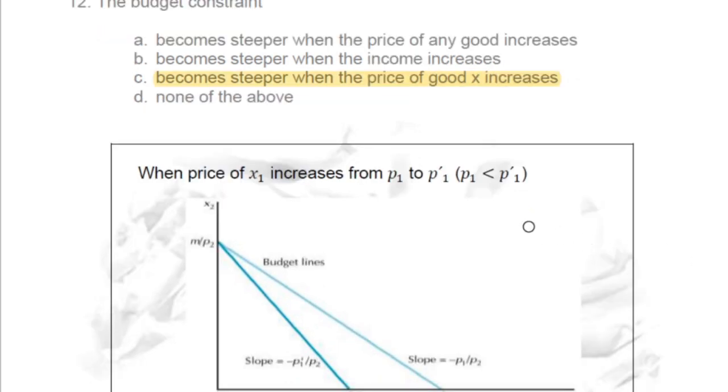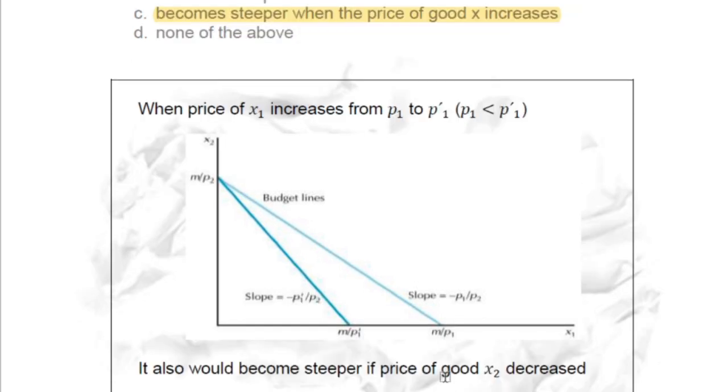When the price of good X or good X1 increases, for example, from P1 to P1 prime, with P1 prime higher than P1, what happens? The slope is higher. The slope initially was P1 in absolute value divided by P2, and now it's P1 prime divided by P2. As this is higher than before, the slope is higher than before. Another way to see it is that this intersection point becomes smaller as P1 increases because it's in the down part.